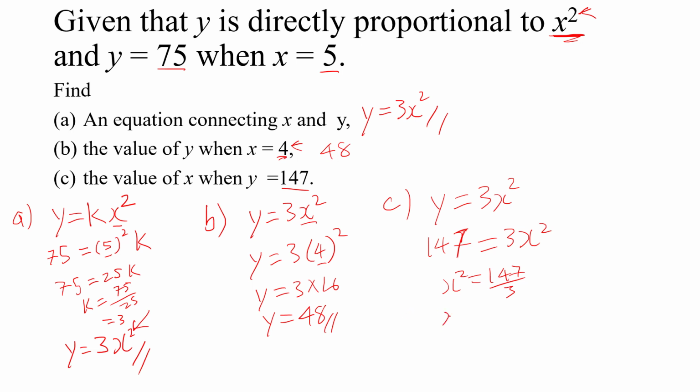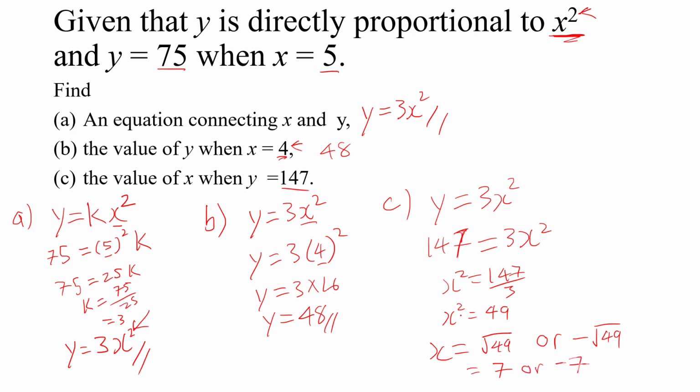Which will give me x squared equals 49. So x will be equal to, now it is very tempting to just write 7, but in this case there are two answers to x. So let's square root 49, or it is negative 7, because x equals 7 or x equals negative 7.